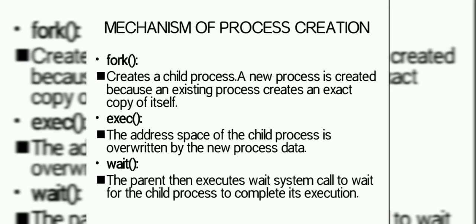Second, exec. It is used to execute a file which is residing in an active process. When this system call is called, the previous executable file is replaced and the new file is executed. Third, wait. It is used by the parent process to wait for the child process to complete the execution.